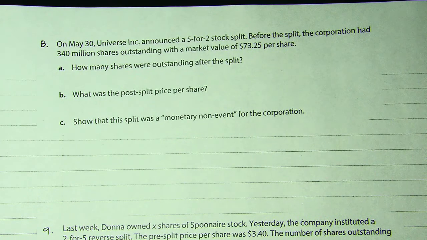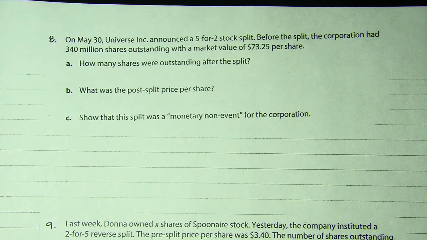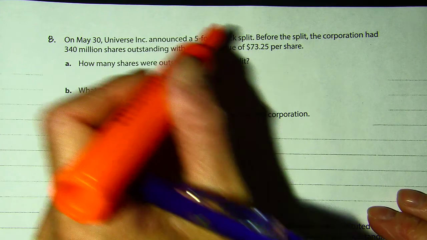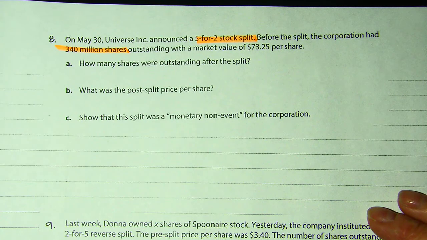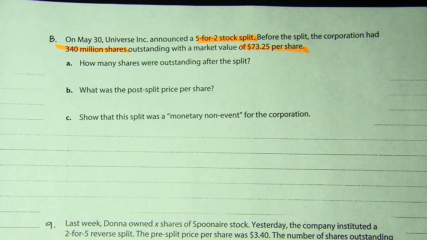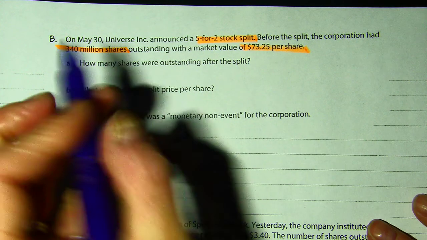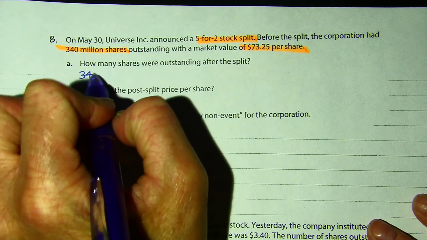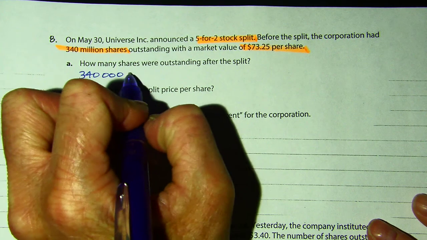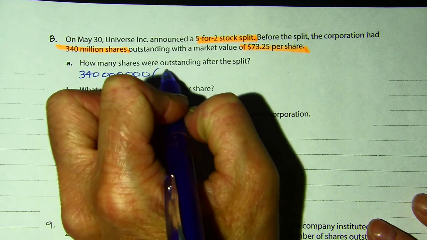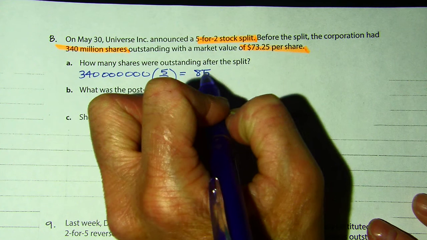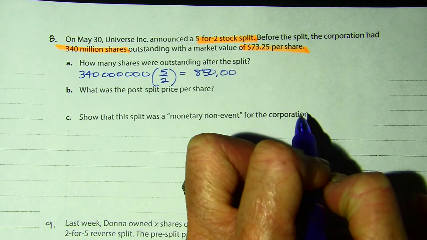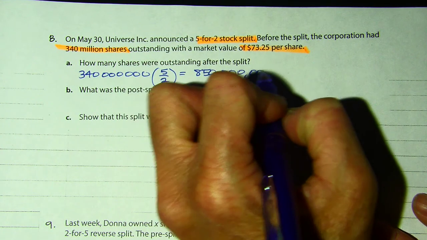On May 30th, Universe Incorporated announced a 5-for-2 split. Before the split, the corporation had 340 million shares at a market value of $73.25 per share. So how many shares were outstanding after the split? So 340 million times 5 over 2 gives me 850 million shares.